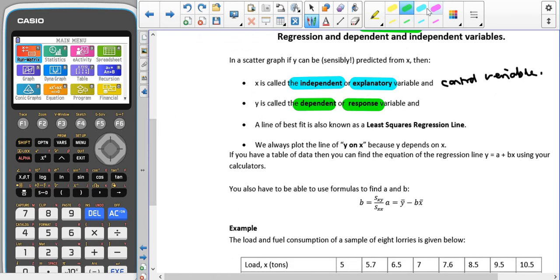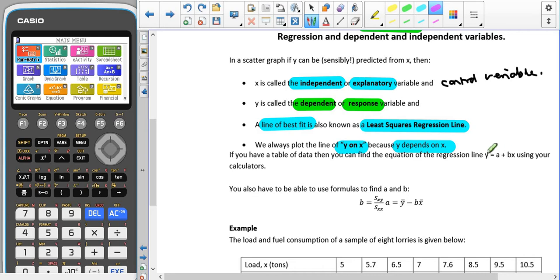A line of best fit, we are usually going to call that now the least squares regression line, and usually that will also say y on x, which means that y, what we are measuring, depends on how we are changing x. So that's very important that we are using y on x and not x on y, because x is the independent variable and y is the dependent variable.